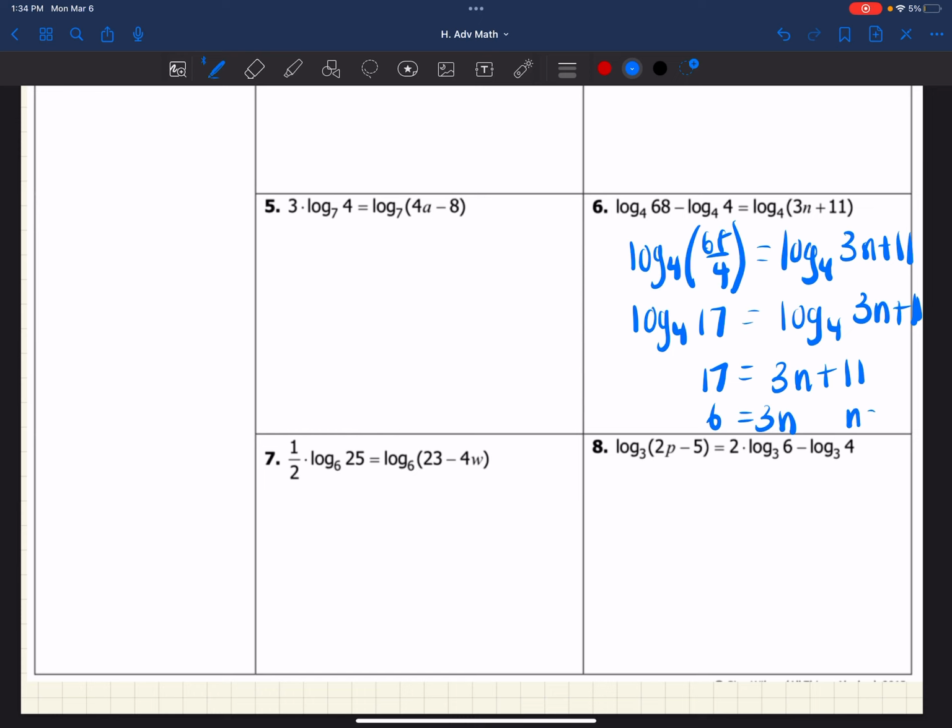So then you get n is equal to 2. Make sure that you check it. And in this case, whenever you substitute in your value of n right here, you end up getting a positive log. So this one works.